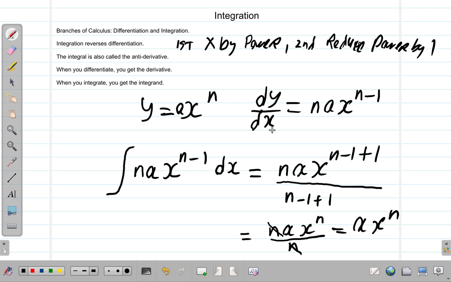Now, there's something else that I'm going to add to this later. It is called the constant of integration. Now, this constant of integration is usually written as c, sometimes k, but you add it, plus. I prefer to use c.